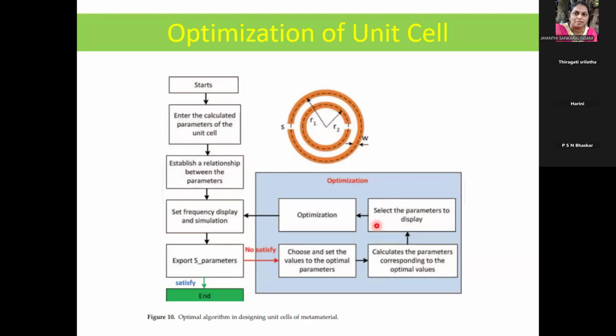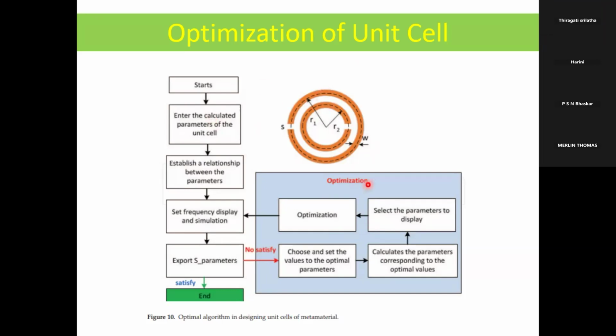Next comes the frequency. If you want to control the frequency, that means you want to get a predetermined range over which mu and epsilon are negative, then you have to change the dimensions of the unit cell. Changing the dimensions of the unit cell is the place where you can apply different algorithms.